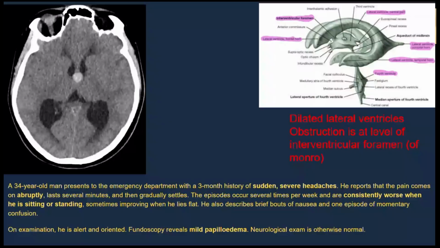And there's an obstruction there. Do you know what that obstruction might be? You've got quite a well-rounded lesion there, at the level of the foramen of Monro, or interventricular foramen. Do you know what that could be? It's in the brain.